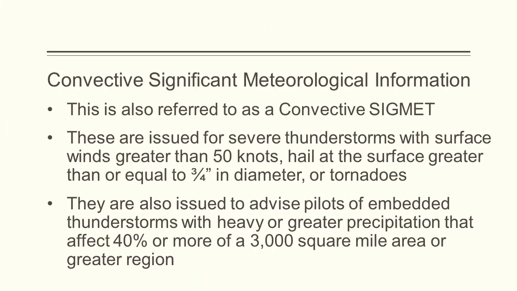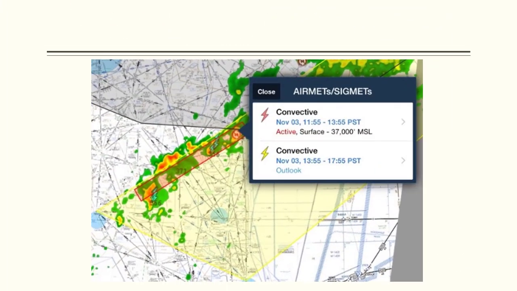The weather report type is the convective significant meteorological information, or convective SIGMET. This report is issued when significant thunderstorm activity is present in the area. Here is an example of a convective SIGMET. As you will note, it depicts a line of thunderstorms moving into the area. The storms will be active on November 3rd from 11:55 a.m. to 1:55 p.m. Pacific Standard Time. The area affected is from the surface up to 37,000 feet above sea level.